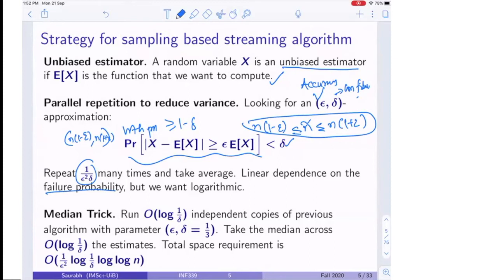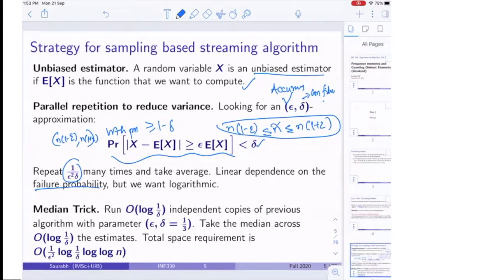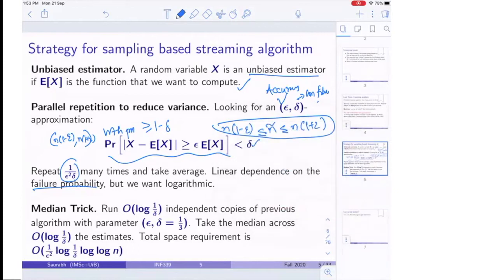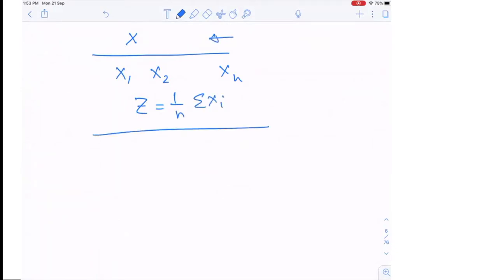So what we did in the median trick, if you recall correctly, is this. We had this normal unbiased estimator X, right? And then we made several copies of X: X1, X2, up to XH, whatever it was. And then our new random variable was 1 over H times the summation of Xi. So this is our first step, the repetition step.